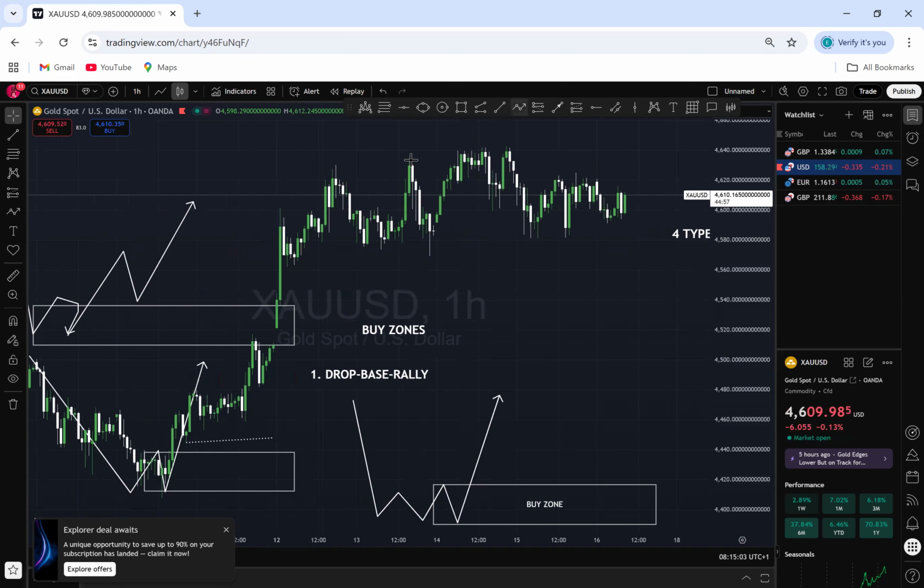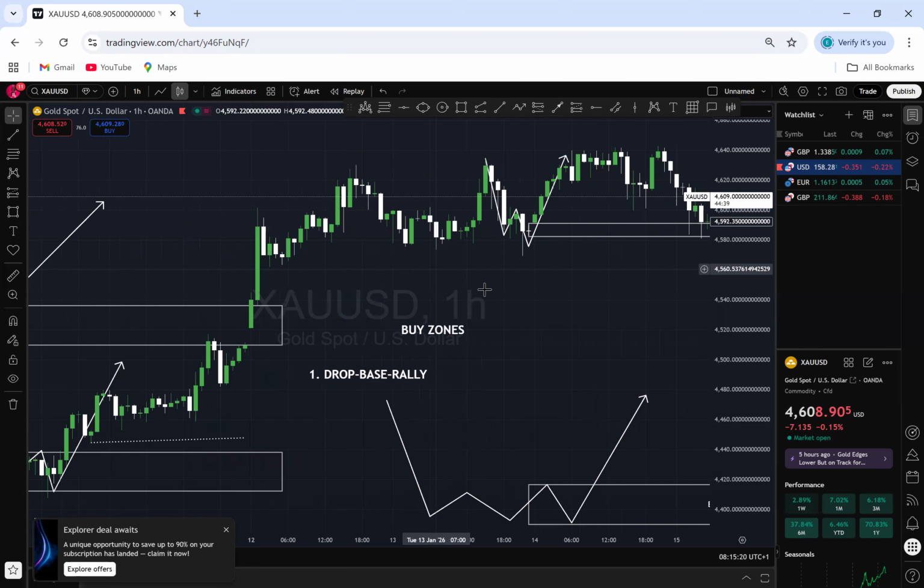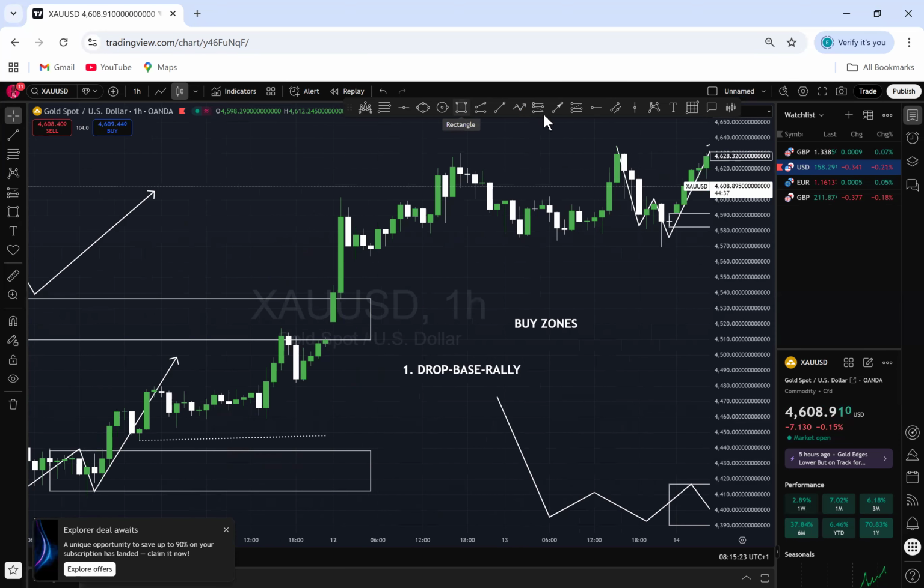You have another one here where you have this as a drop, you have an accumulation here, and then you have a rally, and you're expecting price to come into the demand zone for a buy, right? Now, for a continuation, you have this as a rally, this as a base, and then this as a rally. Then you're expecting price obviously to come into this area as per your demand zone for a buy.